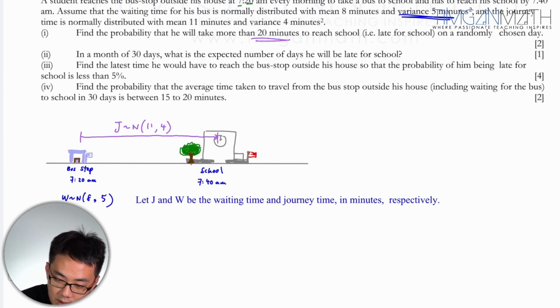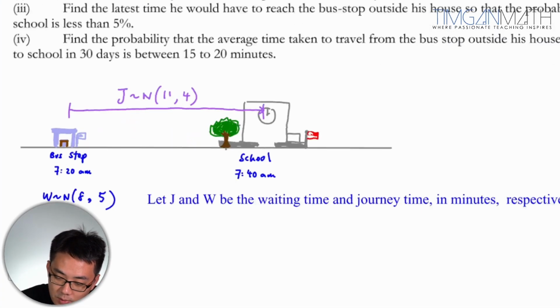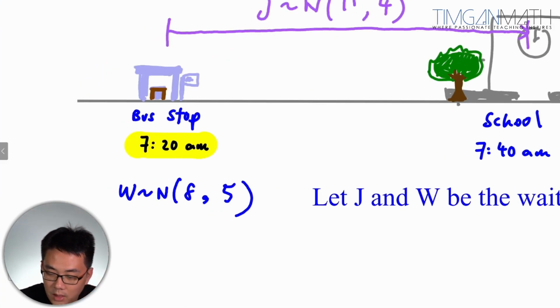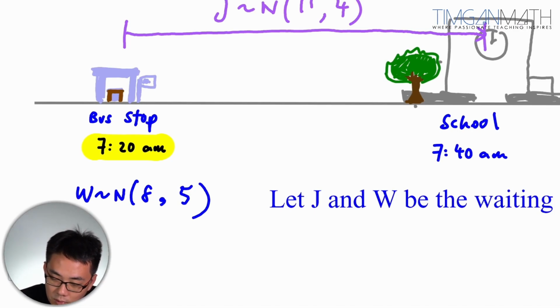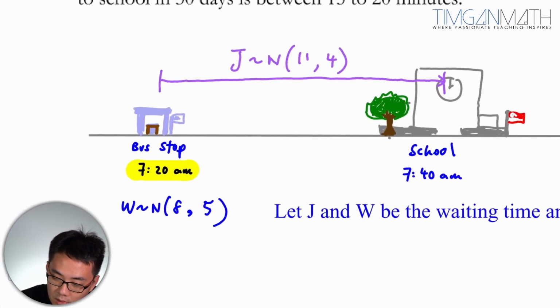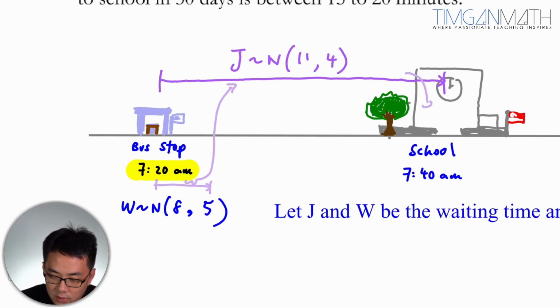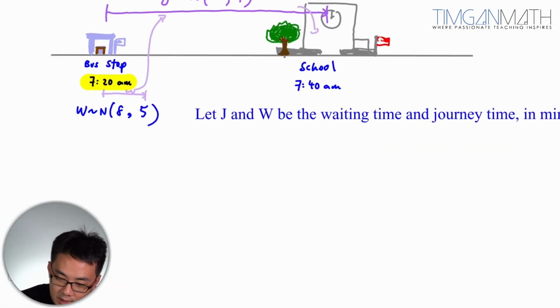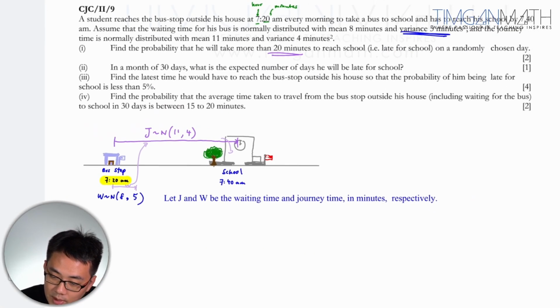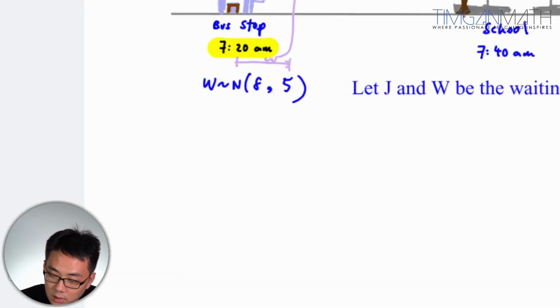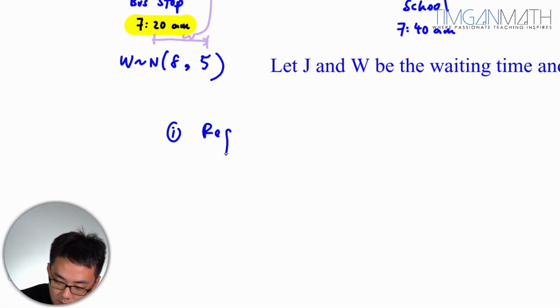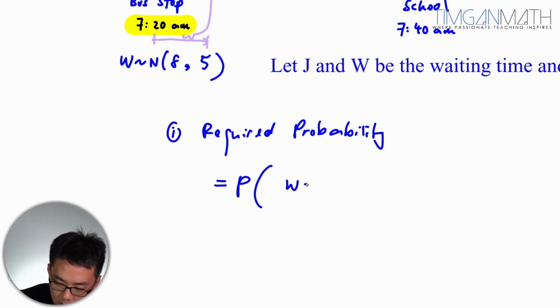Then basically to see whether it's late or not, right? You just need to make sure, because this is fixed. It will need to go through, this guy needs to wait first. So from 7:20 onwards, you need to wait first, then go to the journey, then only reach your school. So basically the probability that it will take more than 20 minutes to reach school, right? The required probability will just be W plus J.